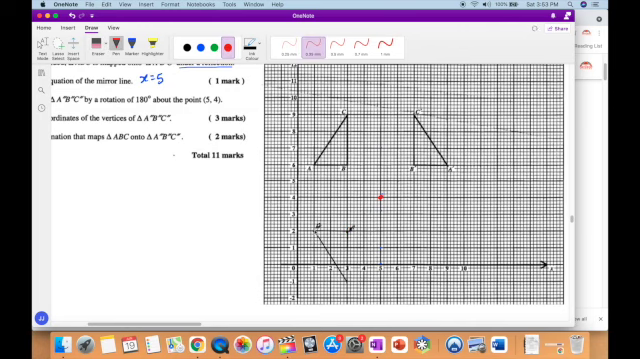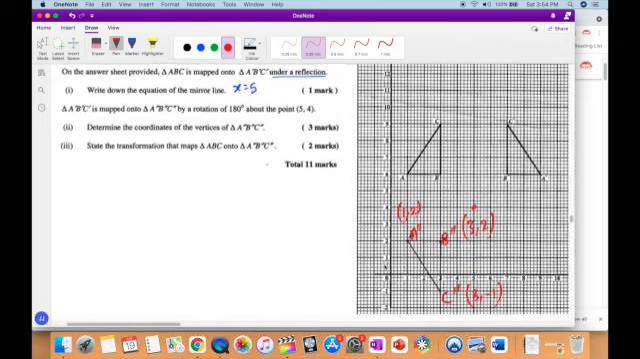So this point here is A double prime. If this is B double prime, this will be C double prime. So this is A double prime, yes. A double prime here is 1, 2. B double prime is 3, 2. And C double prime is 3, -1. And boom. So that is our 3 answers there.